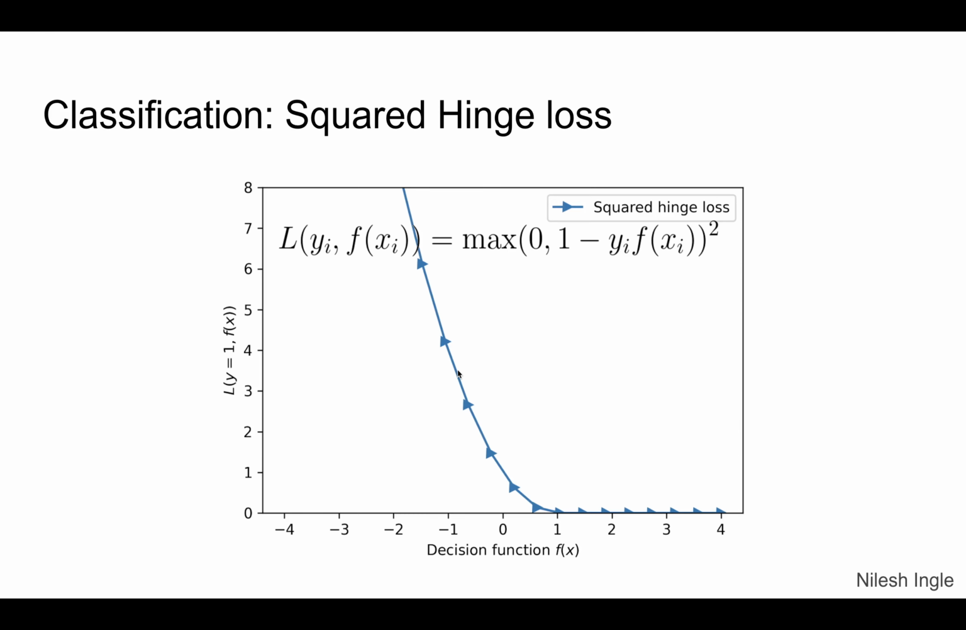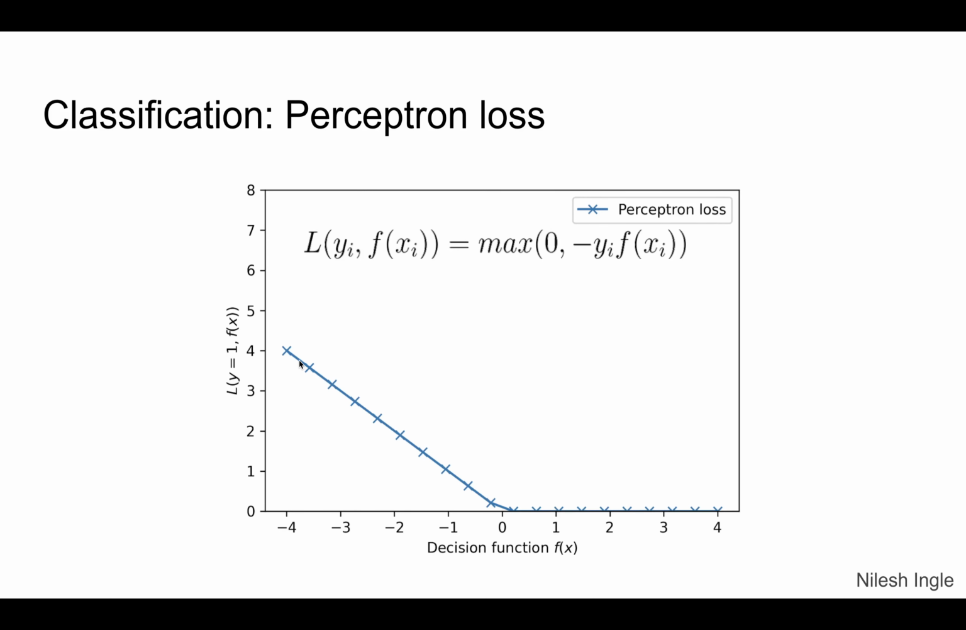Finally, we have for classification the perceptron loss, which is given by this equation, where the 1 is no longer there, as we had that in the hinge loss case, and the shape of the curve is similar, although the value of loss approaches close to 0 rather than 1.